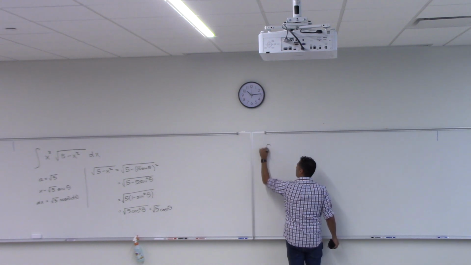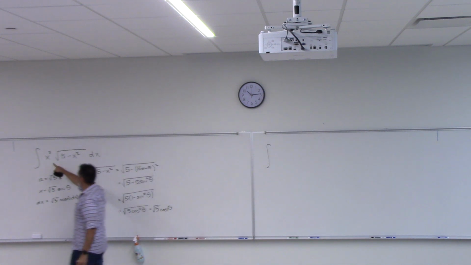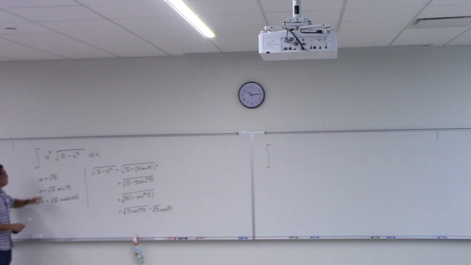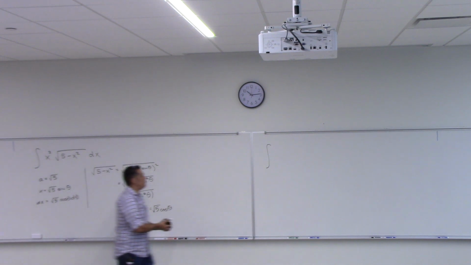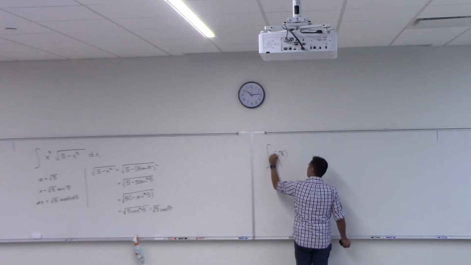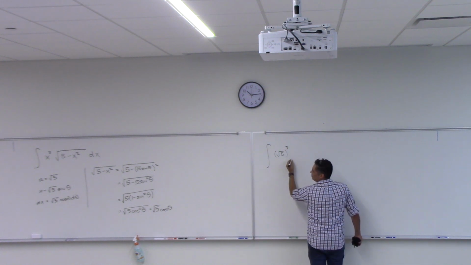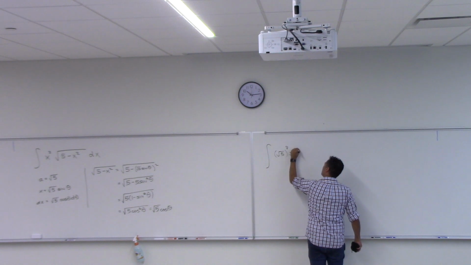I'm ready to rewrite the integral, starting out with x cubed. This can be a little weird. I need to cube x, so I've got to cube that and that. When I cube the root 5, here's how I'm going to write it: root 5 cubed. And then I'm going to write sine cubed theta.